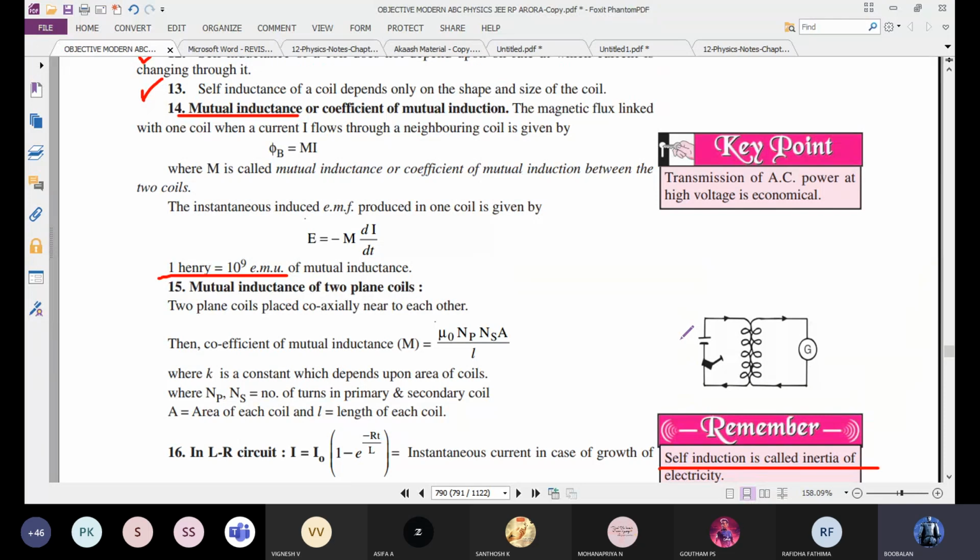Now we have a complete idea about electromagnetic induction: what the formulas are, where it is dependent, where it is independent. Apart from that, you can refer to the SI unit and dimension formulas also: self-induction dimension formula, mutual induction dimension formula, magnetic flux, magnetic field, changing flux. All the dimension formulas also.